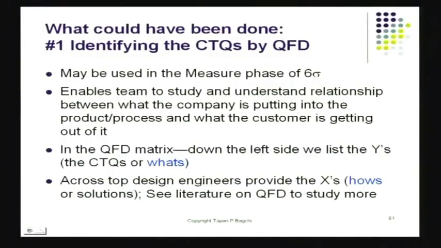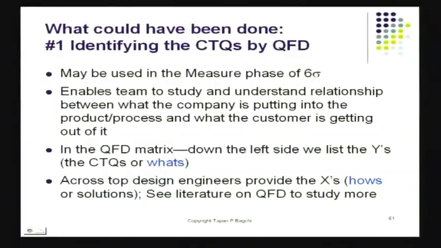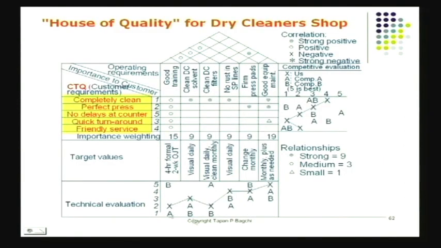This involves interaction with potential customers or perhaps real customers. What we really try to do is make sure that the team understands what it is that they are really after. What are the CTQs? Remember this diagram, the house of quality. On the left hand wall, I've got the CTQs, the critical to quality characteristics.